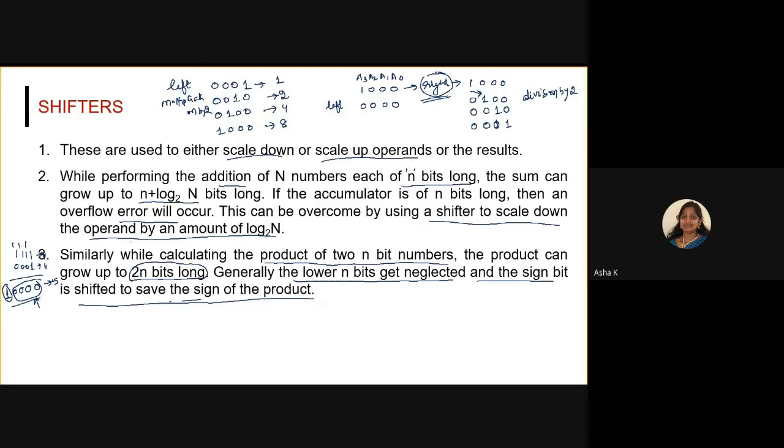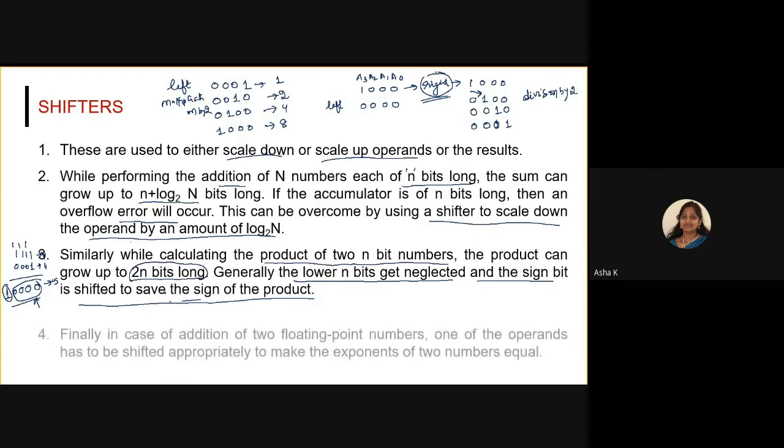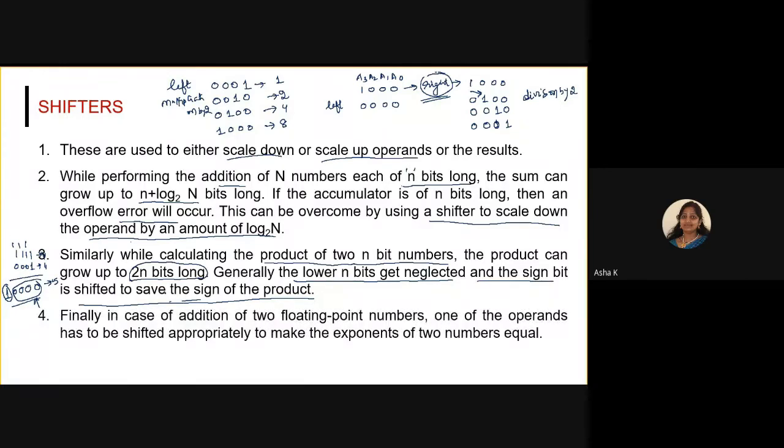Sometimes the product of 2n bits is not sufficient to store the entire result of our multiply and accumulate unit, so we may neglect the lower n bits, and the sign bit is saved for future purposes and also shifted. So in such cases we use these kinds of shifters. Finally, we also use these shifters in the addition of floating point numbers.